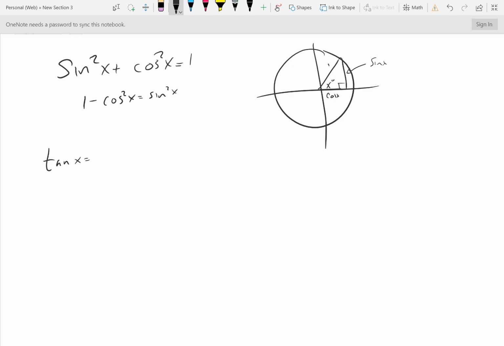Now, we'll also look at, remember we talked about previously, hey, tangent is what? Tangent of x is, of course, sine x over cosine x. And of course, cotangent, cosine over sine. Right. And of course, secant's 1 over cosine and cosecant 1 over sine. So all those are technically identities as well.